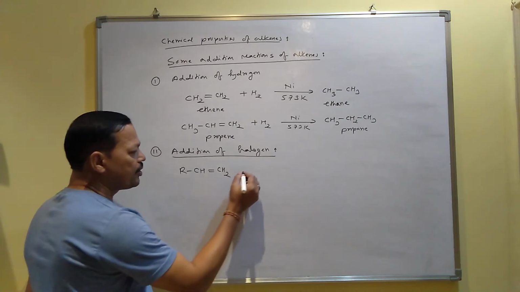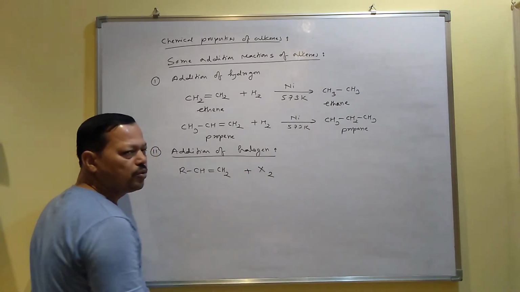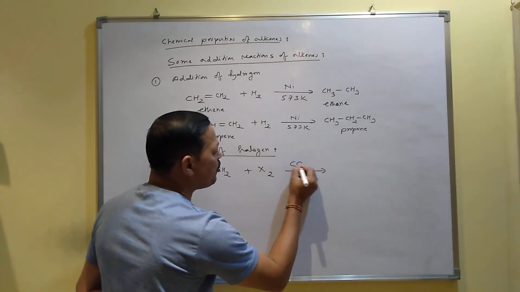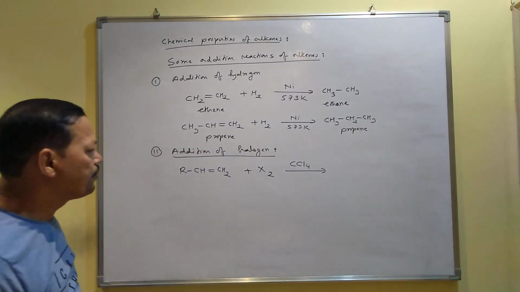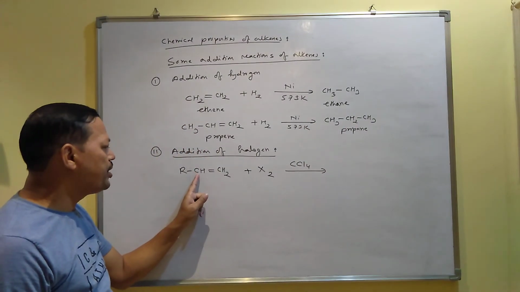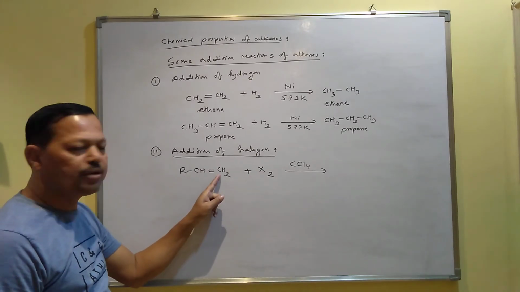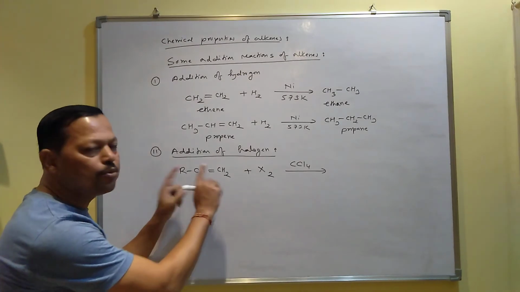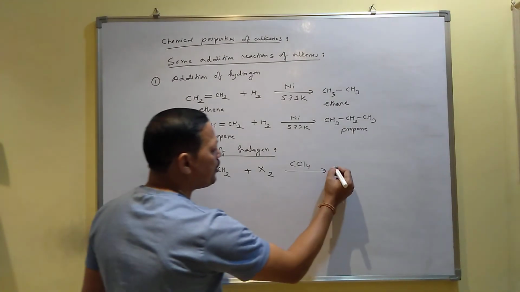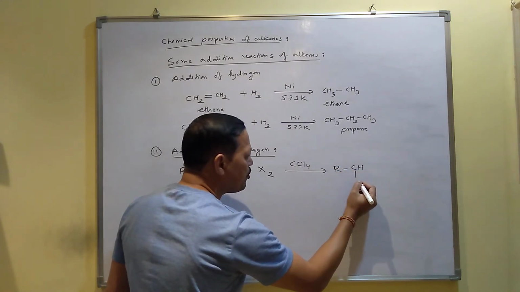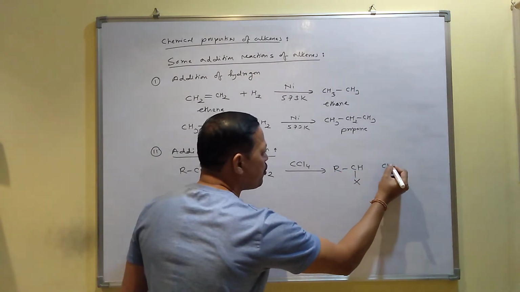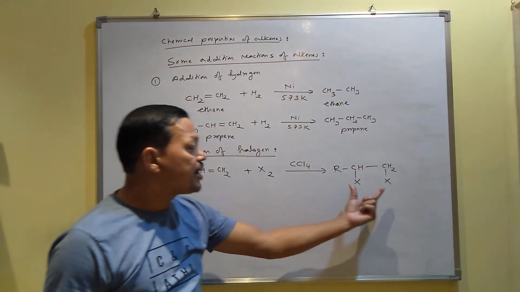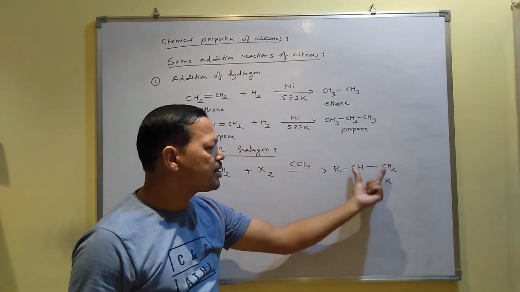When the alkene is added with halogen X2 like Cl2, Br2 like that, in presence of one catalyst, carbon tetrachloride, CCl4, this catalyst is required. Then one halogen will be joined with this carbon, another halogen will be joined with this carbon, and the double bond is converted to single bond. Addition always takes place with the double bonded carbon. Then the product you will get is like this: one halogen joins this carbon, another halogen joins this carbon, and the double bond is converted to single bond. I mean you will get one dihaloalkane, because 2 halogens are present, that's why it is said to be dihaloalkane.